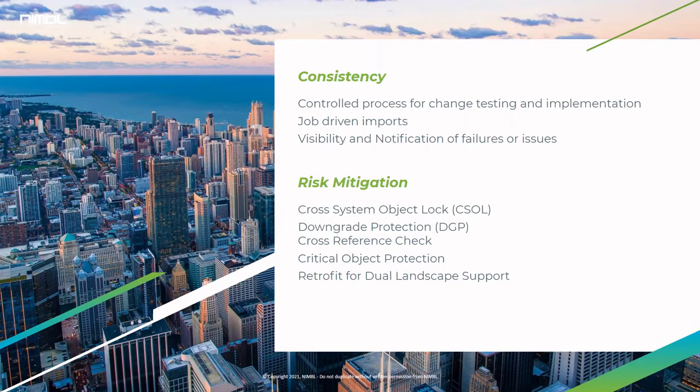It's something called cross-system object lock. DGP, so potential downgrades: are any of my changes going to overwrite someone else's work? We have a cross-reference check: is there anything missing in my transport? We have critical object protection. And we also have a retrofit tool, which allows us to control a dual landscape environment. When we have two environments, and one is being upgraded, we want to make sure those changes are synchronized across those landscapes. SAP provides us with those tools.